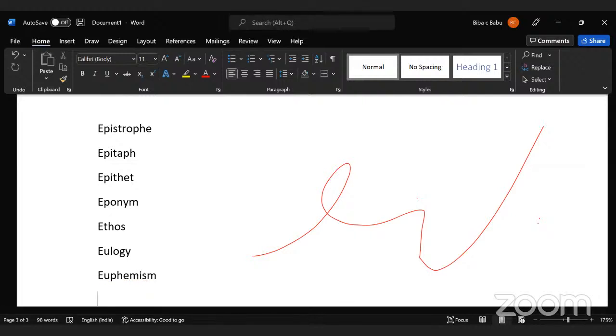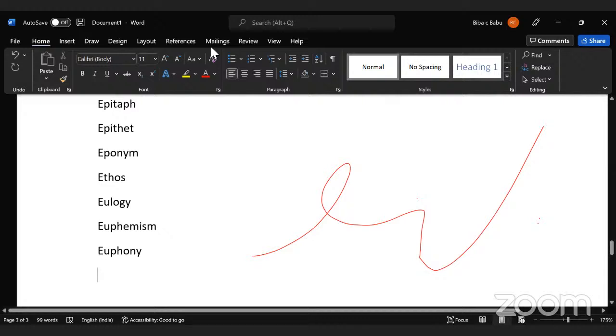Euphemism. Euphemism is an indirect way of saying something. It's a very impolite, harsh, unpleasant, offensive way of saying something. It is called euphemism. Next is euphony. Euphony is the use of words or phrases that will be very pleasant, sweet. See, euphemism is very unpleasant. Euphony is a very pleasant way of saying something.